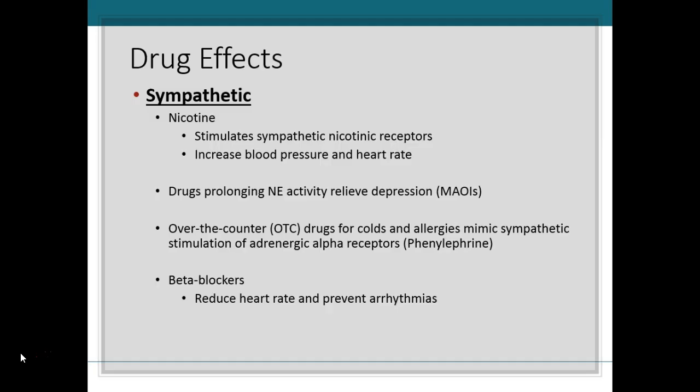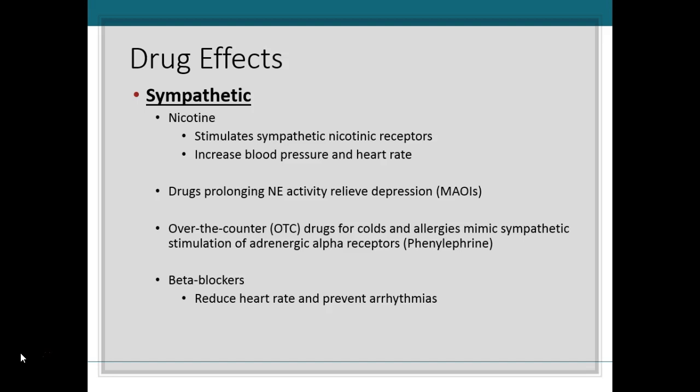In the sympathetic nervous system, nicotine stimulates those nicotinic receptors and causes an increase in heart rate and therefore increasing blood pressure. So the faster the heart is beating, more blood is being pushed out into the vessels at any given time, and that blood then is pushing harder against the vessels and increasing blood pressure. Drugs that prolong norepinephrine activity can help to relieve depression. So certain classifications of drugs known as MAOIs, which are monoamine oxidase inhibitors, if you're wondering, prevent the norepinephrine from being broken down. So again, it remains in the synapse longer, able to stimulate those postsynaptic cells for a longer period of time.